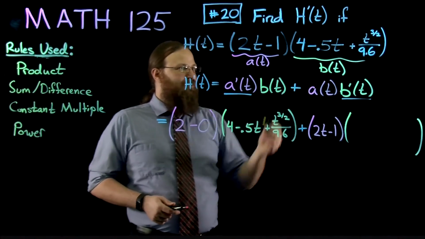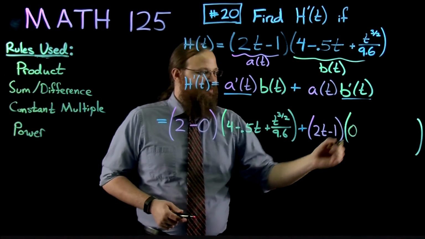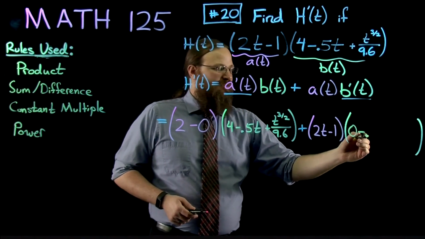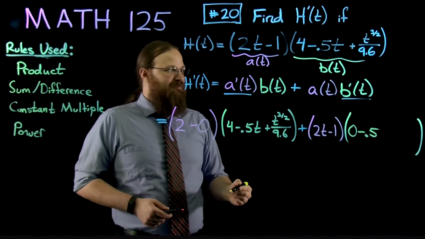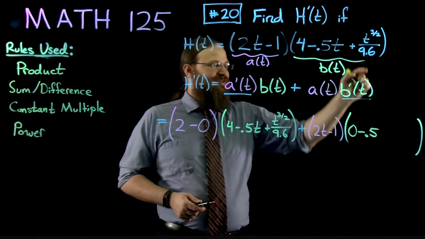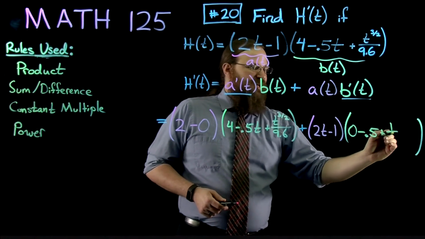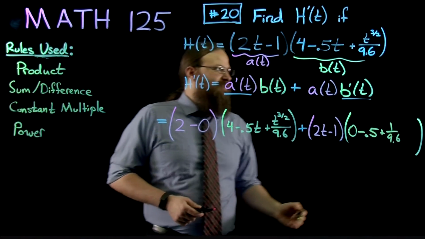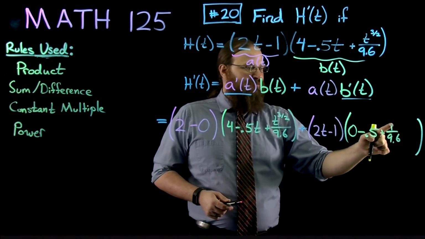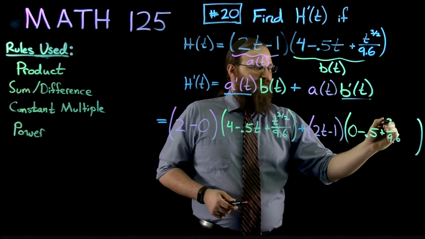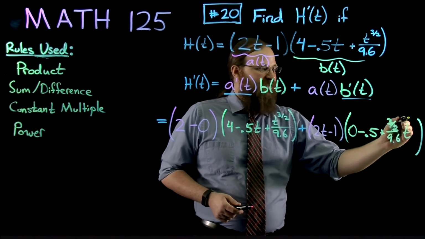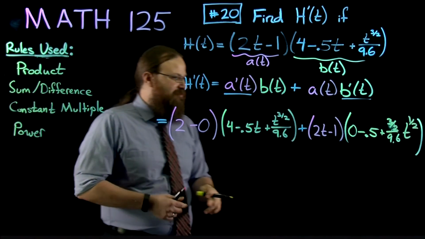First thing we note is that 4 is a constant, so it's 0. Then we're going to take the derivative of 0.5t, which is just minus 0.5. And here, not a quotient rule, 1 over 9.6, that's just a constant. We have to take the derivative of t to the 3/2, so we'll take down the 3/2, multiply it onto the side here, and then t to the 3/2 minus 1, which is 1/2.